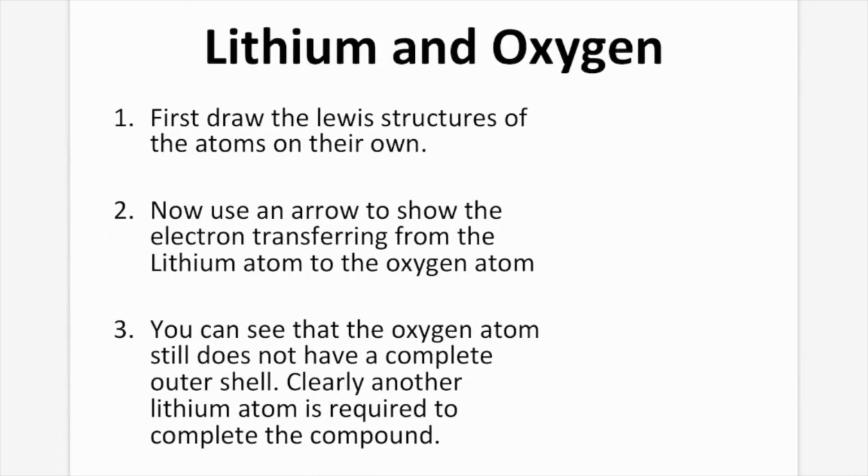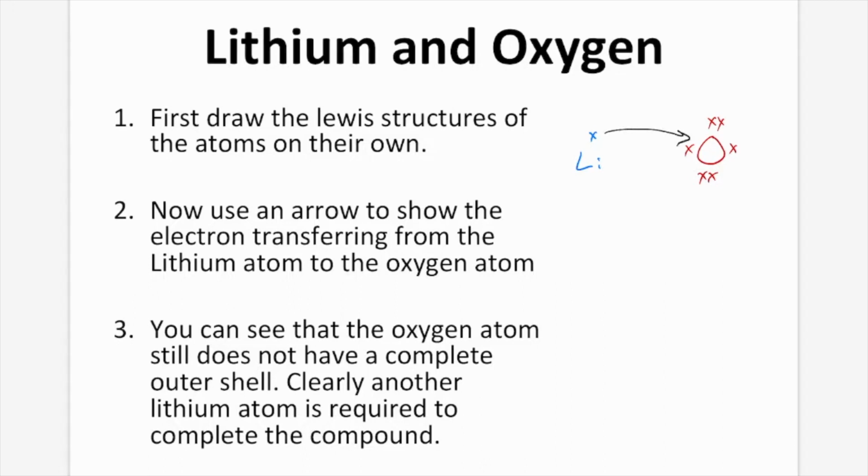So the first thing we're going to do is draw the Lewis structures for the atoms on their own. So lithium has 1 electron, and oxygen has 6 electrons. North, south, east, west, north, south. Now use an arrow to show the electron transferring from the lithium atom to the oxygen atom. So we're going to go like that.